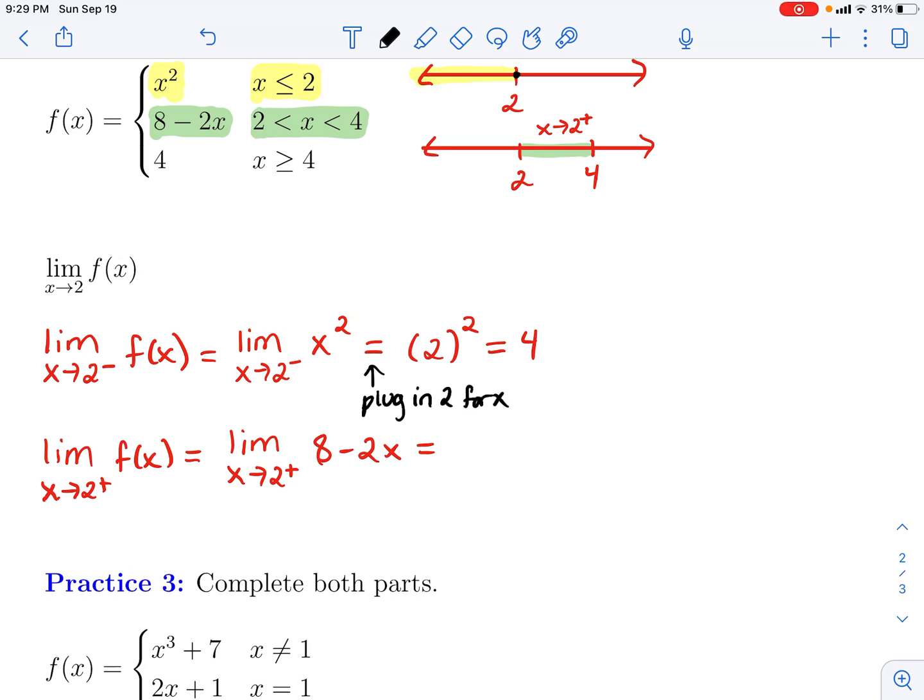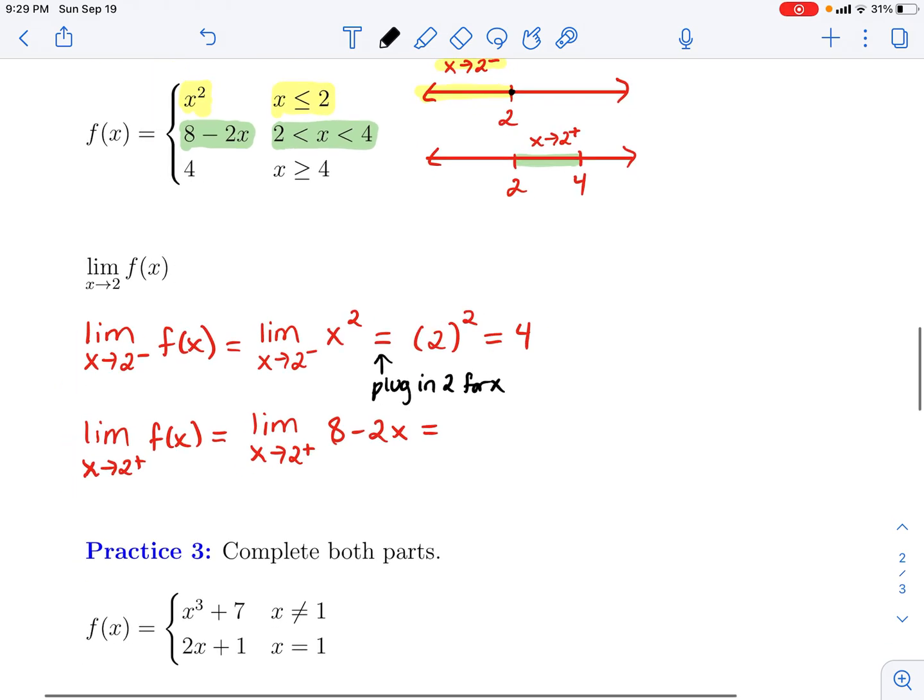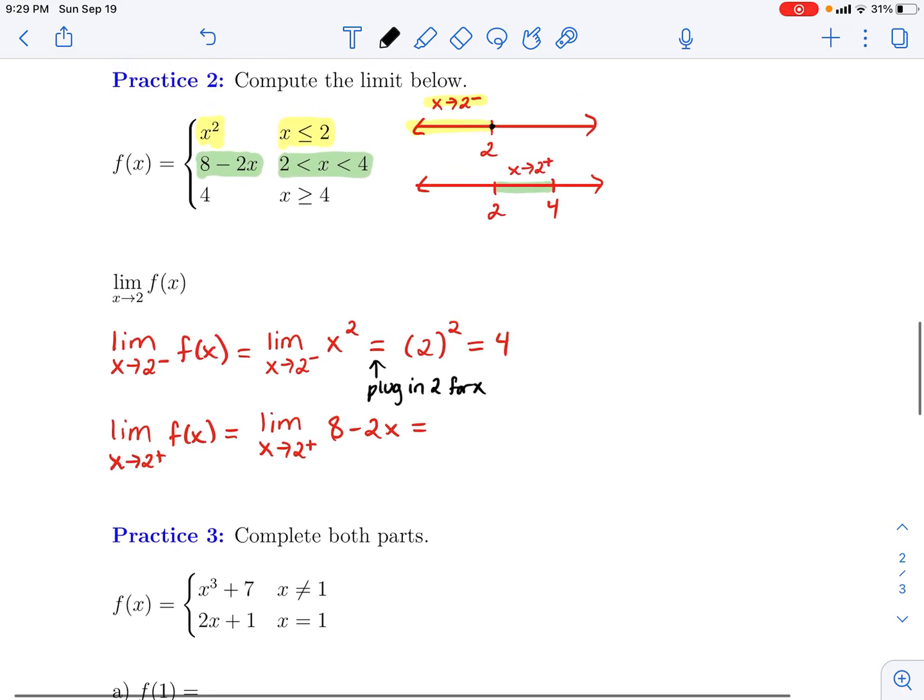For x. Okay, so plug in 2 for x. And the reason why we can do that is basically because x squared is continuous to the left of 2. And so remember, polynomials like x squared and linear functions like 8 minus 2x, those things are continuous on all real numbers, right?